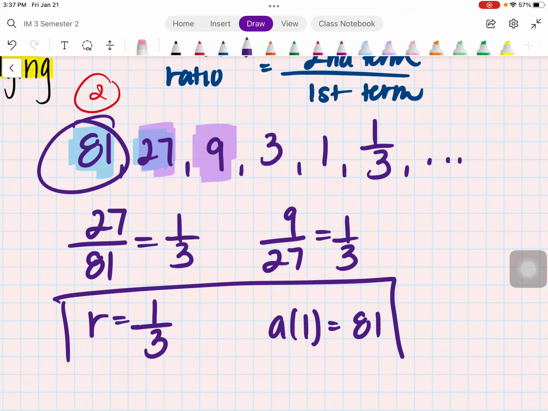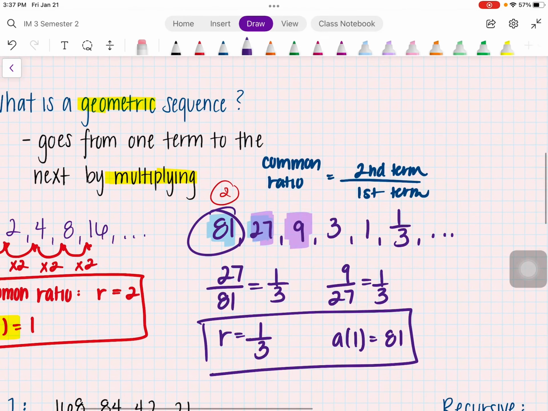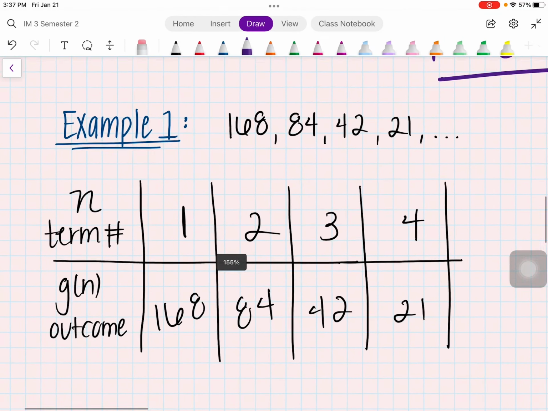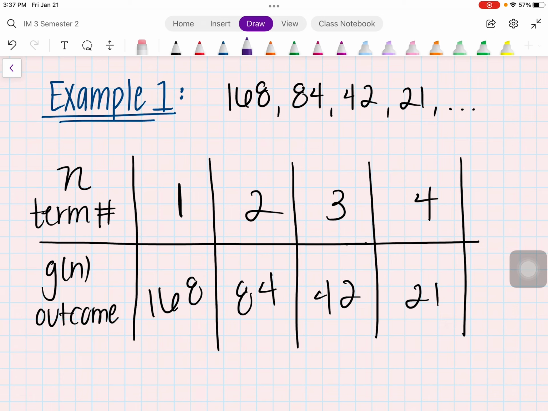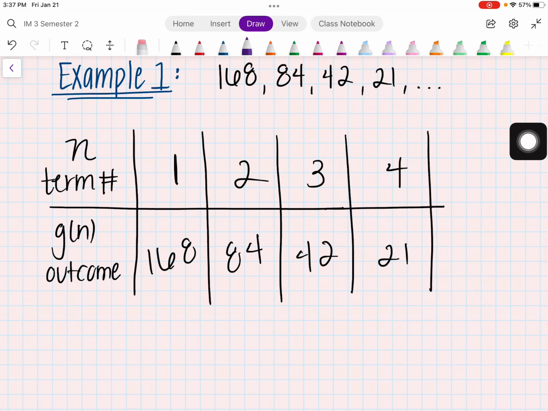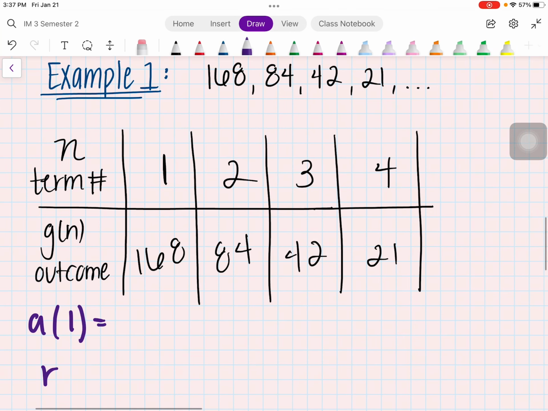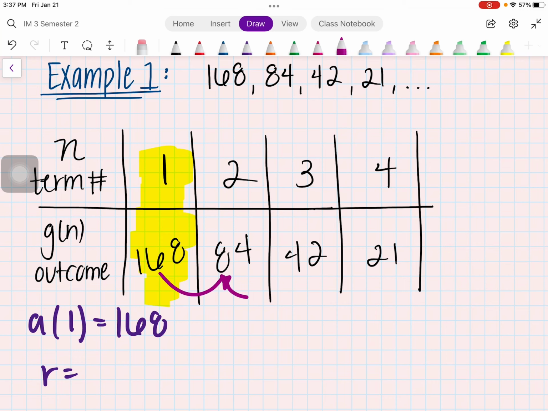And in this case, guys, what is the first term here? The first term in this case, guys, will be an 81. All right. So let's go ahead and move on to the next one. Once again, we're given the sequence here, 168, 84, 42, and 21. We want to determine, first off, our first term. So what is a1? And then what is r, which is our common ratio. So a1 in this case, guys, is represented by the first term. When n equals 1, our first term here should be 168.